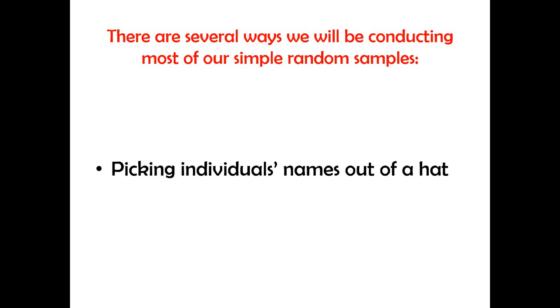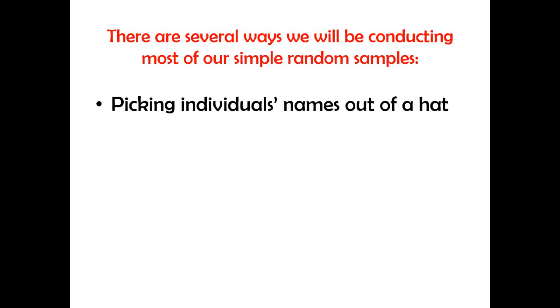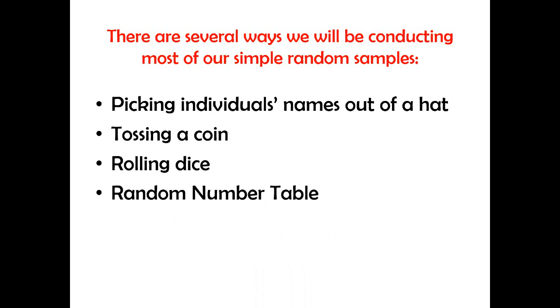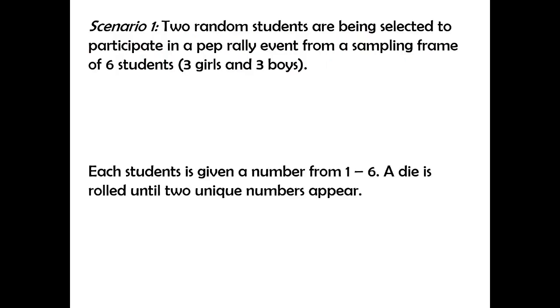So there are going to be several ways that we can conduct simple random samples. We could pick individuals' names out of a hat. The key thing for that is you want to make sure that you're writing the names on equal sized pieces of paper, and you also want to make sure that you are mixing up the hat, or mixing up the names, before you pick them out of the hat. We can toss a coin. I would make sure to mention that it's a fair coin. We can roll dice, again, fair dice. Or we could use a random number table, or we could use a graphing calculator. So in this unit, we are going to explore how to use your graphing calculator to randomly select numbers.